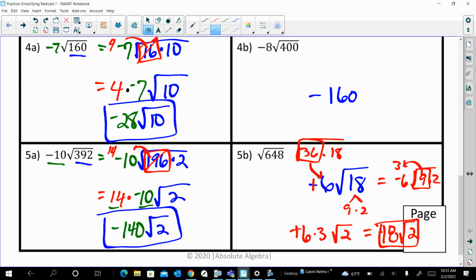81 and 8. 81 and 8, okay? That works. 81 is the perfect square. That gives you 9 and 8. Now 8 can be broken down to 4 and 2. What's the square root of 4? So that 2 gets multiplied to 9, we still get 18 root 2. You still get the same answer, guys. You just have to break it all the way down.